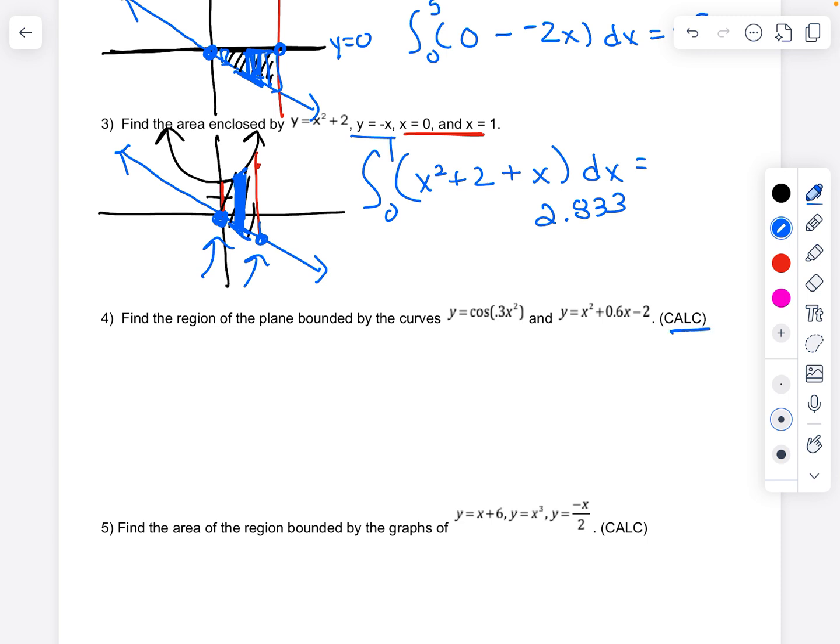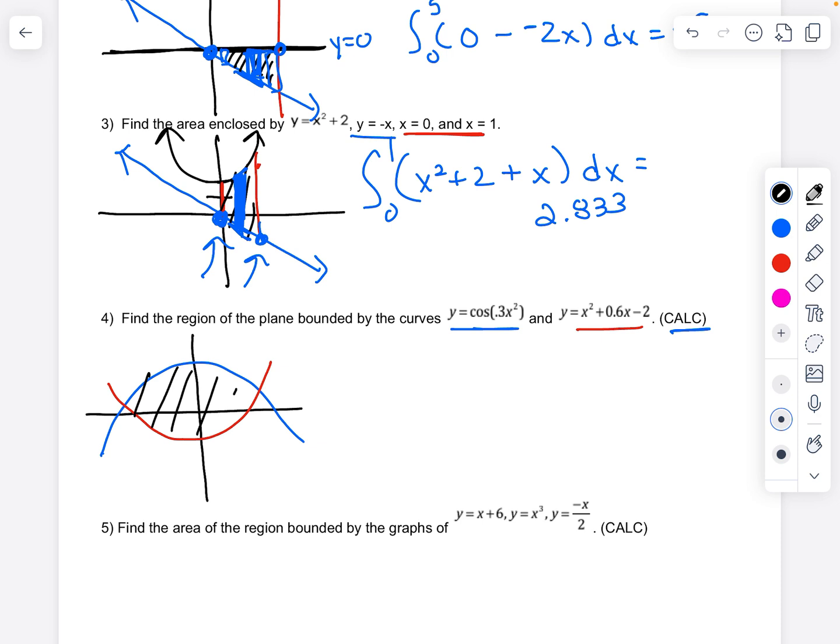Okay, this one you are going to use a calculator to look at the graph. Even though you're going to use the calculator to look at the graph, I would still sketch it by hand just to see what it looks like. And it's easier to figure out what your bounds and things are going to be. So the first one is the cosine graph, this one here. The cosine of 0.3x squared is, if you look at it in the calculator, this region. And then this one, the parabola, is going to look something like this. So again, I just made a rough sketch based on what I saw from the calculator, and this is your region.